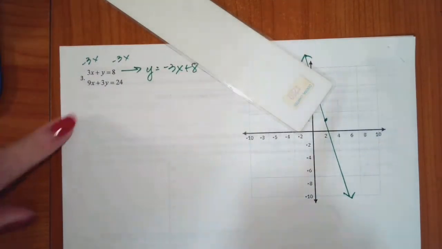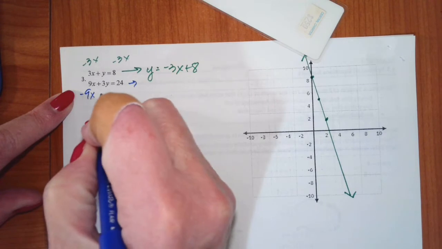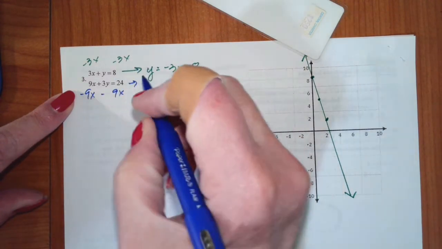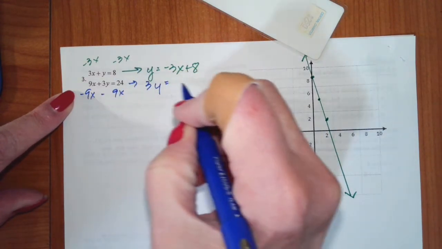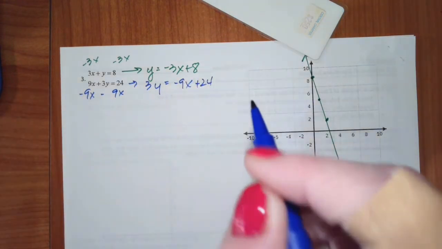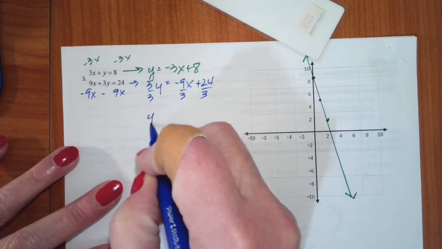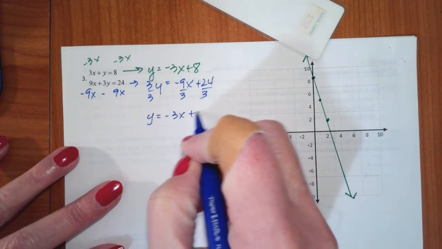If I do the second one, I'm going to subtract 9x from both sides. So I get 3y is equal to negative 9x plus 24. Divide everything by 3, and I get y is negative 3x plus 8.